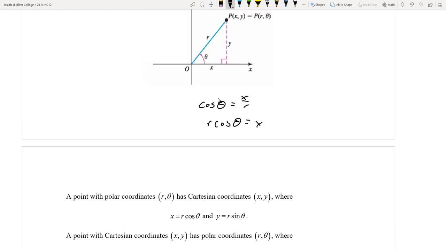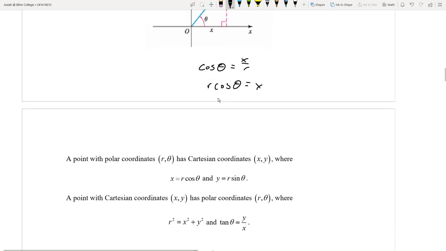That's what makes this parametric then. We can find that with r and theta. We get our x and our y. We can also go backwards.